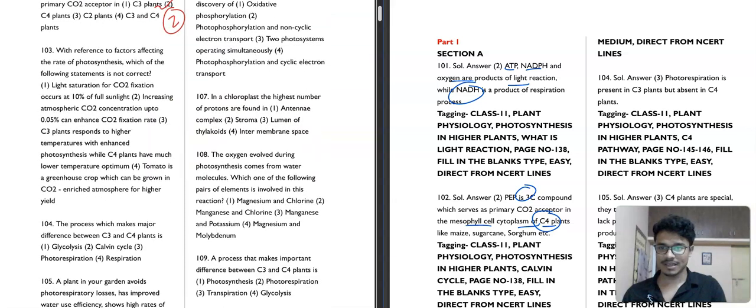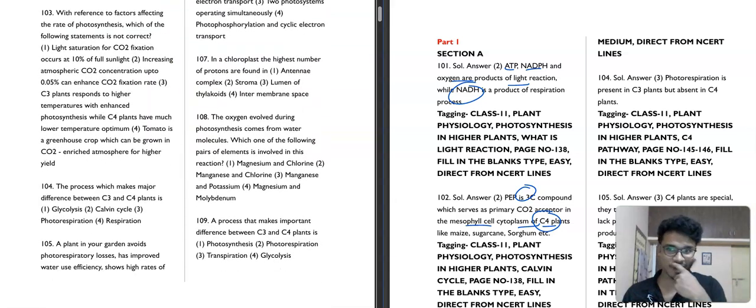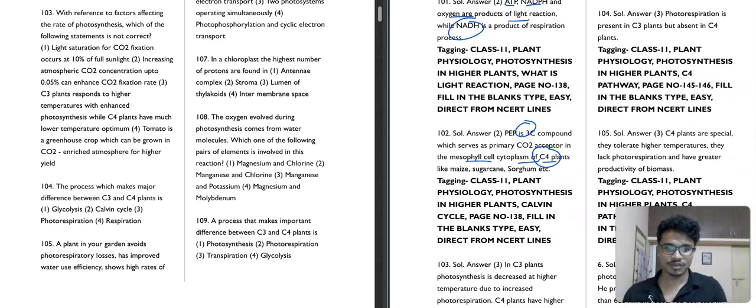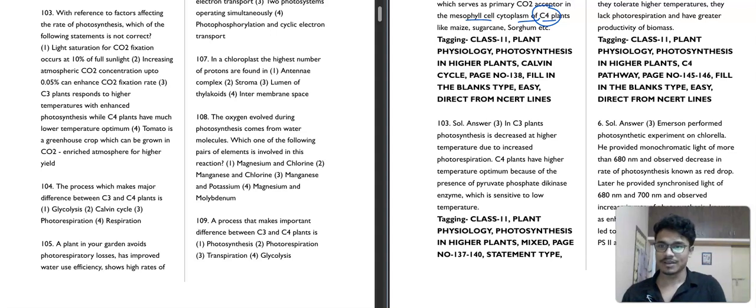Now next it is saying that with reference to factors affecting the rate of photosynthesis, which of the following statements is not correct? So you have to find the incorrect statement. First is saying that light saturation for CO2 fixation occurs at 10% of full sunlight. Absolutely correct. Increasing atmospheric CO2 concentration up to 0.05% can enhance CO2 fixation rate. It is also correct. It is given in NCERT.